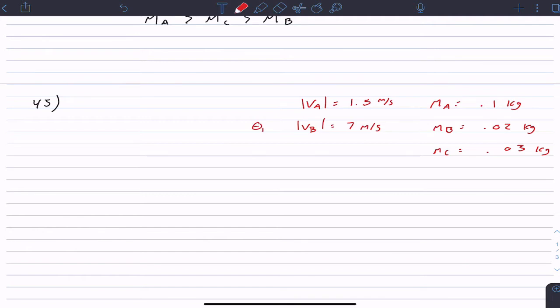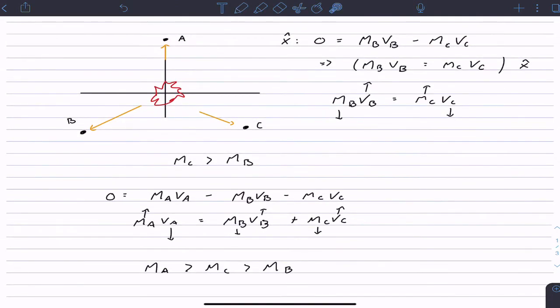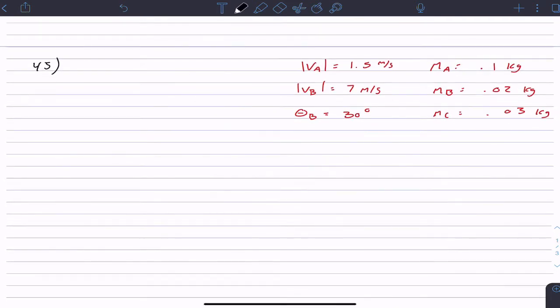And let's write it down here. The angle of B is 30 degrees below the x-axis. Okay, and now we have to find the velocity for C. So we're just going to use conservation of momentum. Remember that the momentum was 0 before the explosion in the xy plane, and then it explodes, and we can use x and y directions to find it.